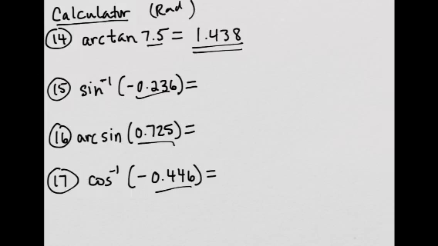Okay, so this is the angle in radian mode. This is the ratio. So the same will be true for the rest of them. Okay, so sine inverse of negative 0.236 would be negative 0.238.